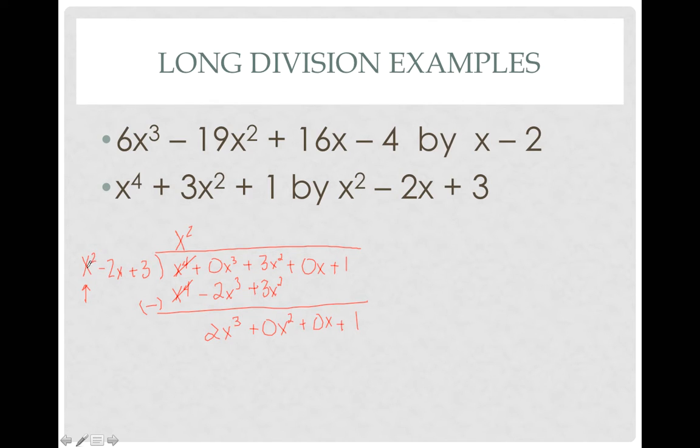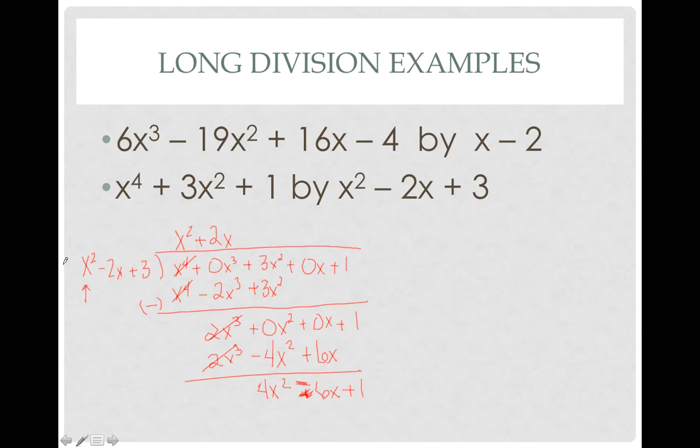Now the process continues. What do I have to multiply by x squared to get 2x cubed? I know that to be plus 2x. So I get 2x cubed minus 4x squared plus 6x when I multiply by 2x. Again, I subtract. I get 4x squared plus 6x plus 1. Sorry about that. That's a minus 6x because I'm subtracting.